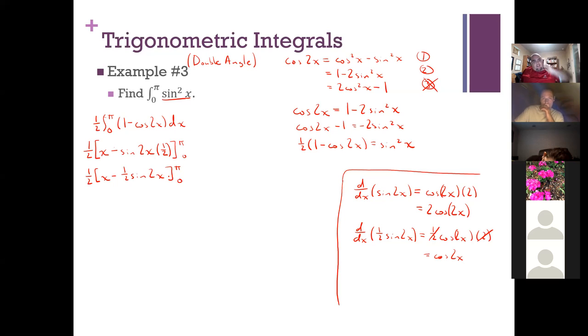And then from here, the calculus is more or less done, at least the integral is. Now it's just a matter of evaluating this at the endpoints, or the limits of integration. So you get 1/2 times pi minus 1/2 sine 2 pi, minus 0, minus 1/2 sine of 0.